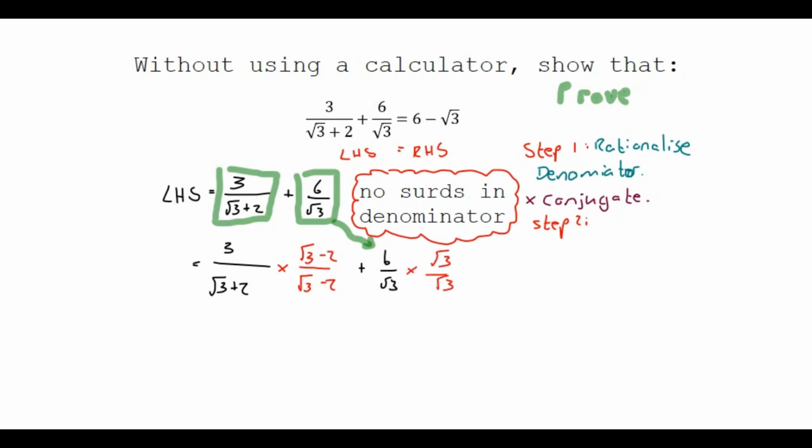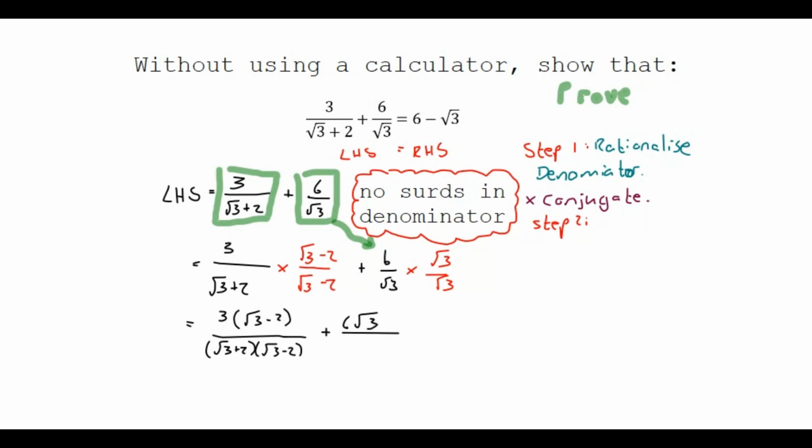Now, the cool thing here is by simply applying the rules of fractions, we can simplify this. So let's do top times top, bottom times bottom. Top times top here is 3 times root 3 minus 2, over, we're going to get root 3 plus 2 and root 3 minus 2. And on this side, plus 6 times root 3 just becomes 6 root 3 over, now, root 3 over root 3.